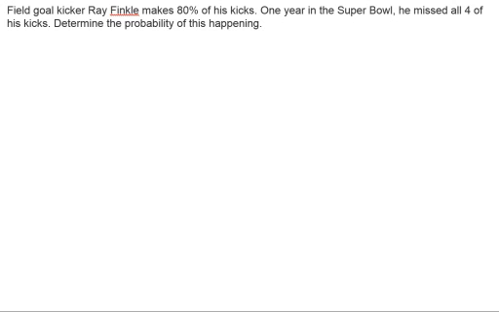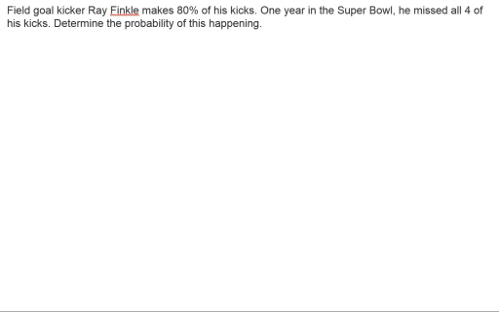Field goal kicker Ray Finkle makes 80% of his kicks. One year in the Super Bowl, he missed all 4 of his kicks. Determine the probability of this happening. Now, there are a couple of ways that you could approach this problem.